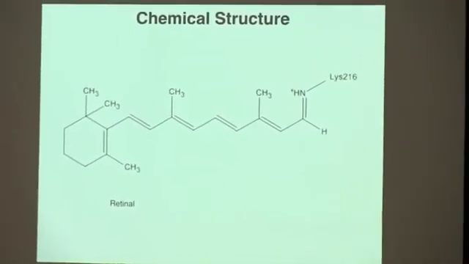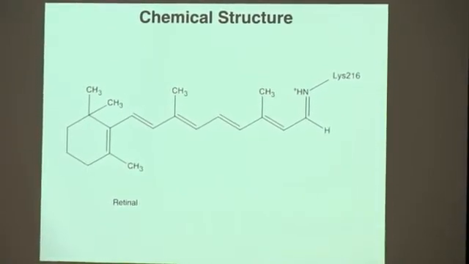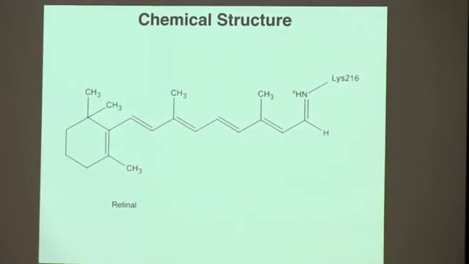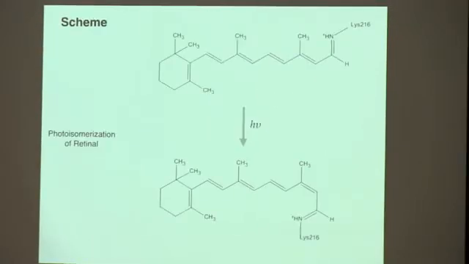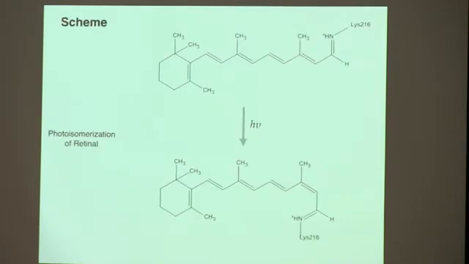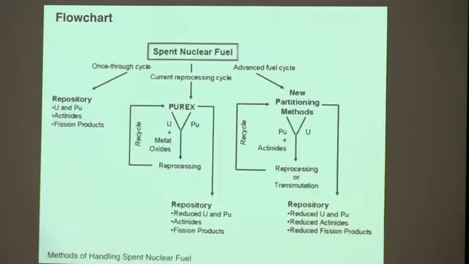Okay, so there's chemical structures. We have chemical schemes. So that particular chemical structure up there, this is retinal, the chemical retinal, and if we want to show its photoisomerization, here's a diagram, a simplified scheme of it. And here's another form of kind of the same idea. This is a flow chart.